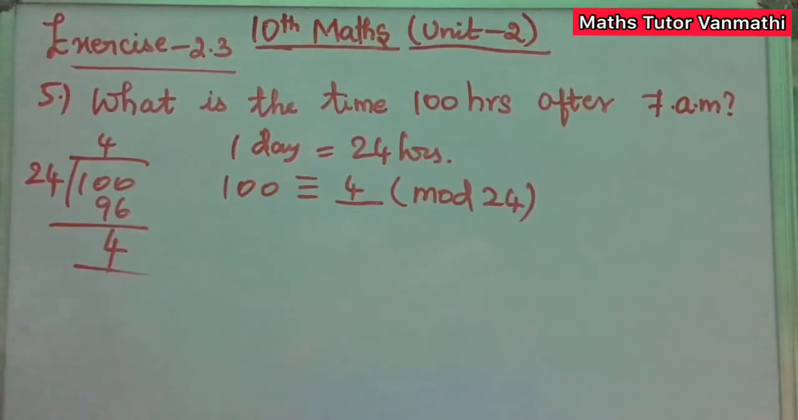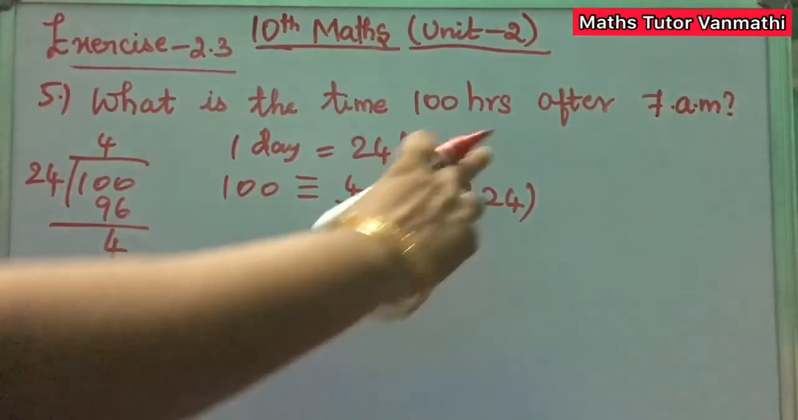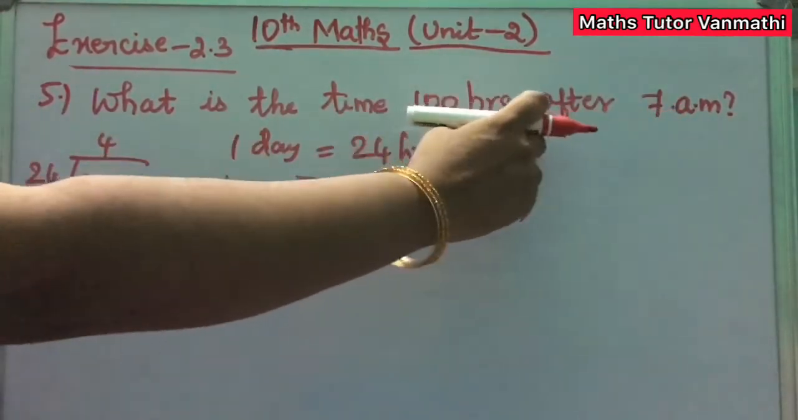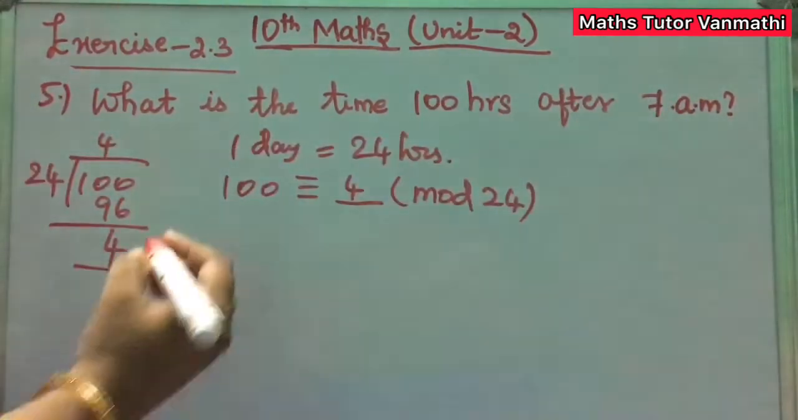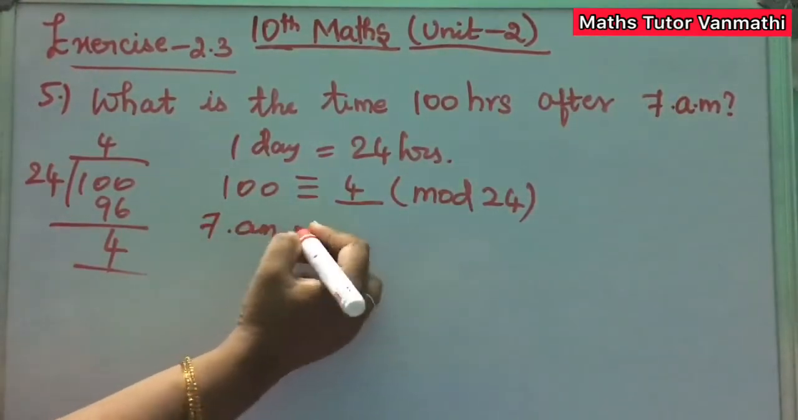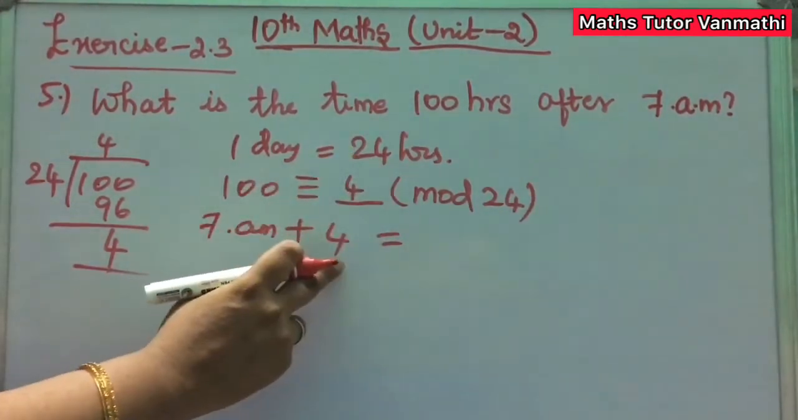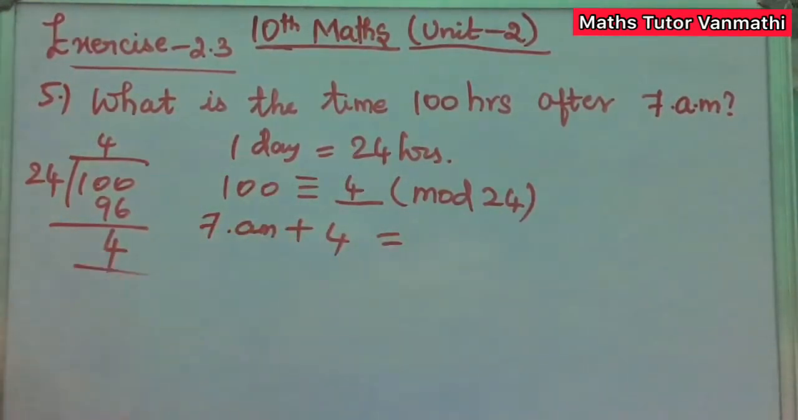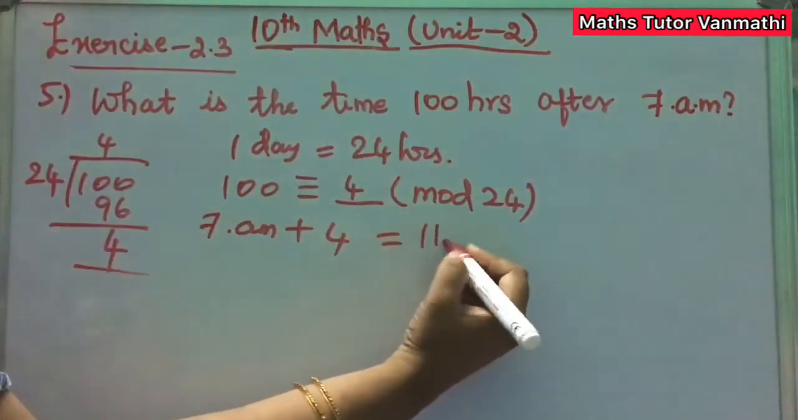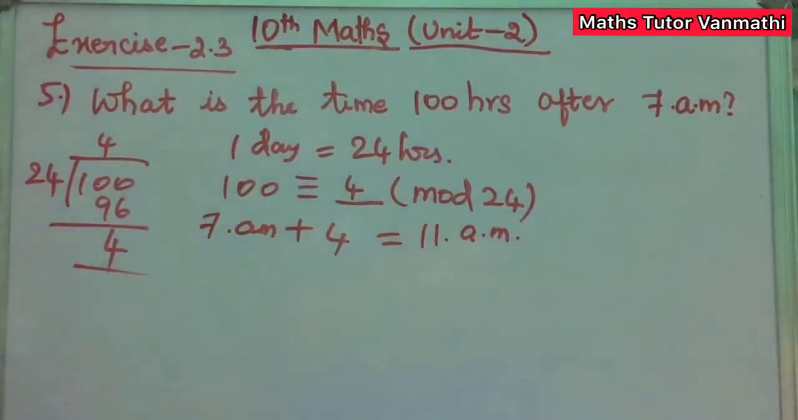Okay, so from this we can say that 100 hours after 7 a.m., so 7 a.m. plus 4 you add it. That is, remainder is your 4. Now adding, 7 plus 4 you will get 11. That is 11 a.m. This will be your answer. Okay.